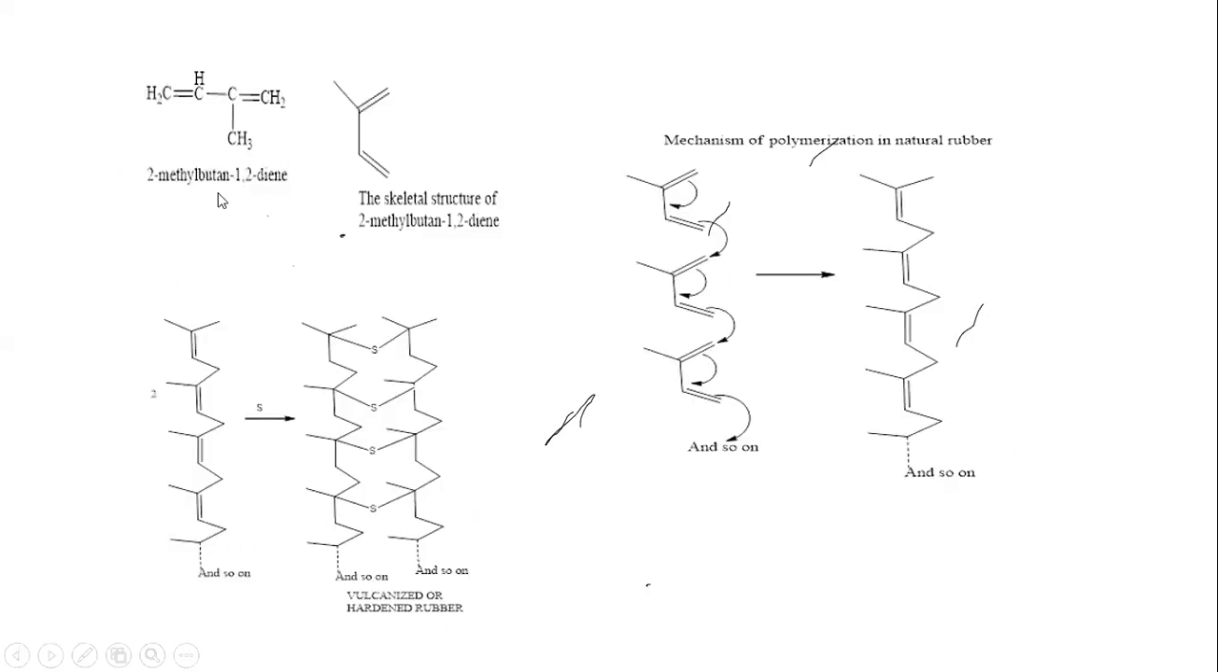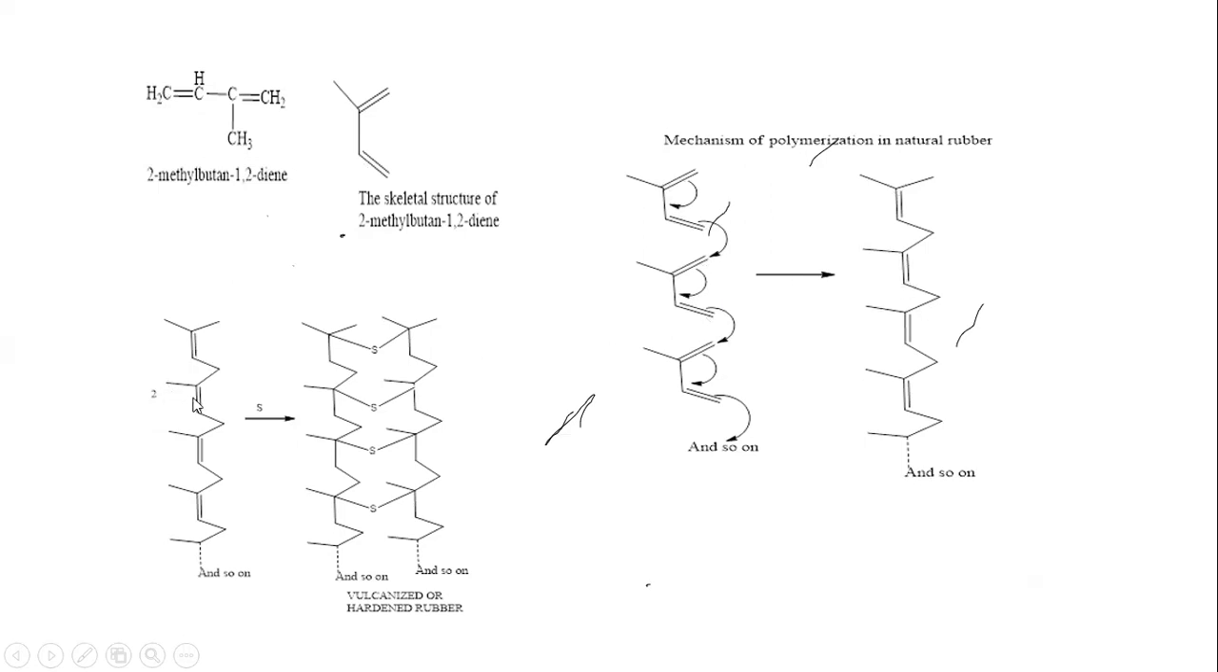So this is natural rubber, and this is isoprene. This is the structure of isoprene. This isoprene combined together forms natural rubber. This is the mechanism of the formation. The natural rubber polymer is so long, and so on like this. This is how it is formed.